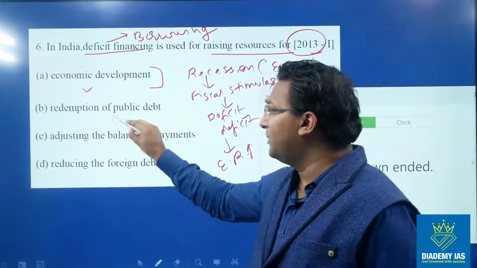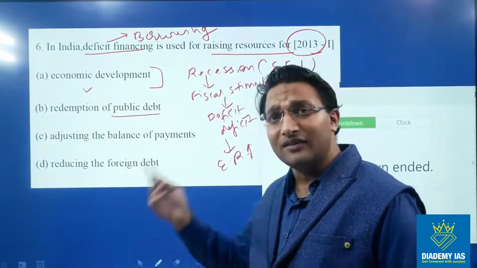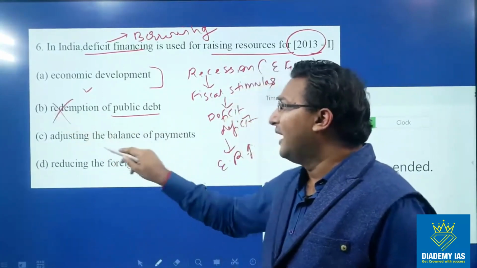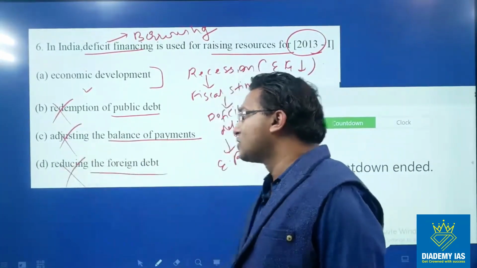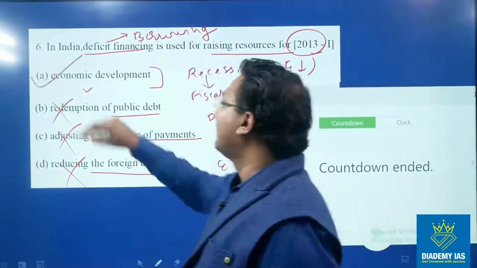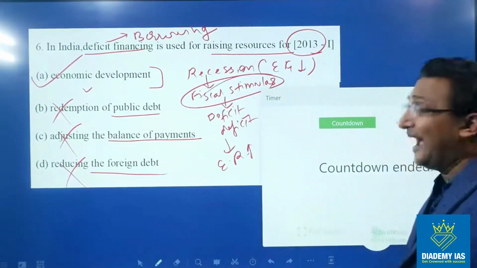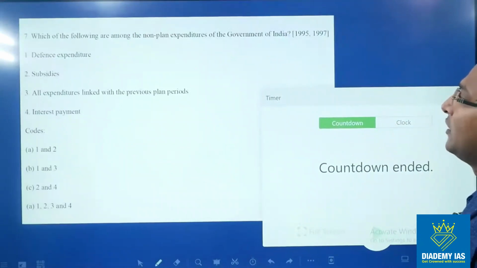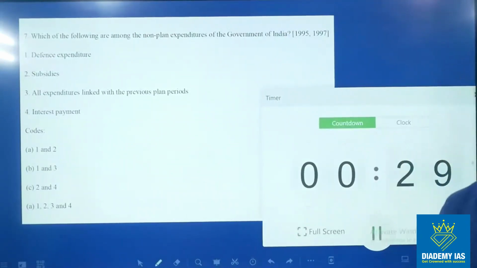Statement number 2, redemption of public debt. Deficit financing is basically raising the money for utilizing it for some expenditure, not for redeeming the public debt. Adjusting the balance of payment has nothing to do with that, and reducing the foreign debt also has nothing to do with that. So the answer is option A, economic development. Here you can relate with the situation of fiscal stimulus, which I have already discussed in your syllabus. Again, this is a very good question and you should take 30 seconds to answer this.